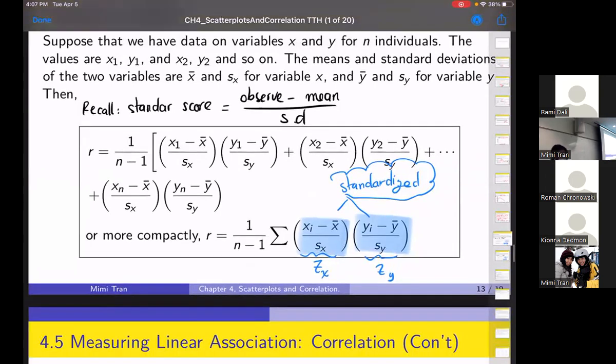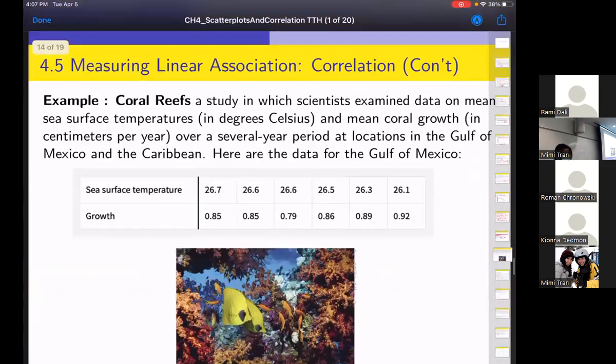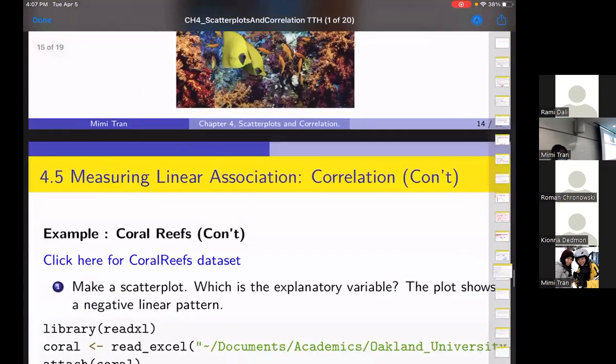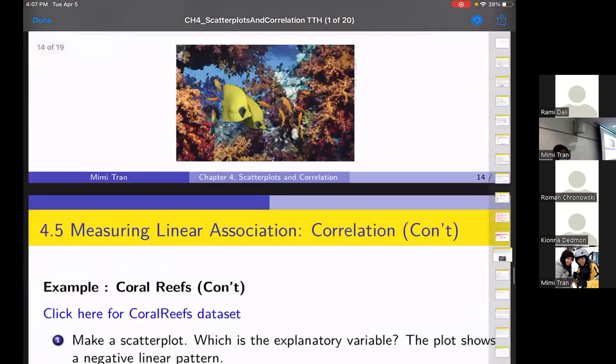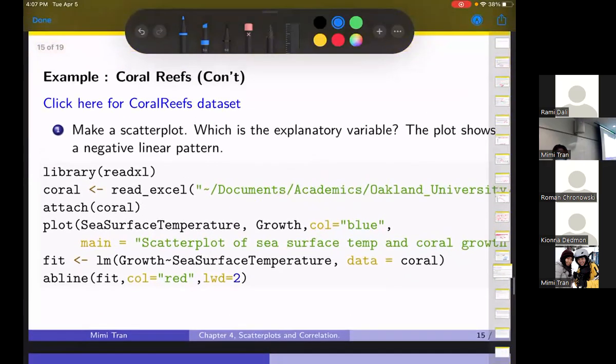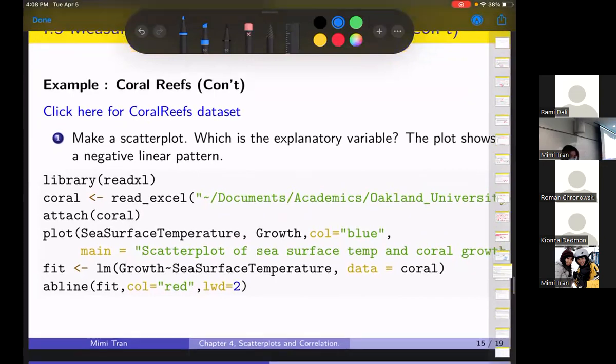Okay. All right. Let's calculate the correlation using the coral reef data set again, the same one we answered in the beginning. Here they add the table for you for the sea surface temperature and the growth rate. If you click on that coral reef data set, maybe I'll share a screen so everybody can see. Before I share the screen, I want to say something. Here I use R to make a scatter plot. It's just code for you if you want to know. You don't have to know.